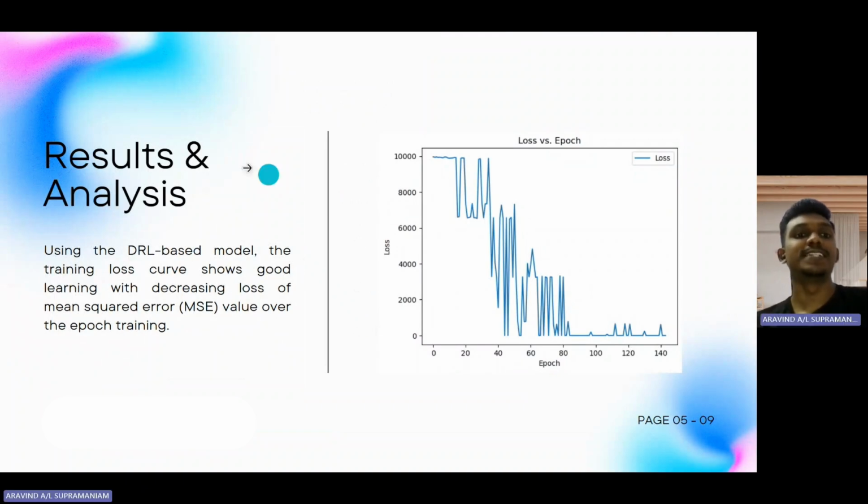So let us move on to the result and analysis section. So here I presented the loss versus epoch graph using the deep reinforcement learning based model. The training loss curve shows good learning with a decreasing loss, mean squared error value, over the epoch trend. Initially, the loss value is high when the epoch is 0, but over time, as the model starts to learn, the loss value decreases and also it reaches a convergence point. This indicates a good learning curve.